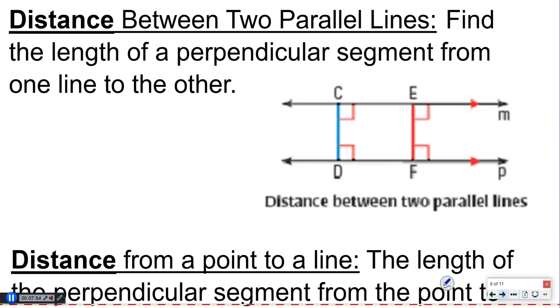All right, next we have the distance between two parallel lines. We need to find the length of a perpendicular segment from one line to the other. Distance between two parallel lines, find the length of a perpendicular segment from one line to the other. So we're talking distance between two parallel lines. We're looking at EF and CD.